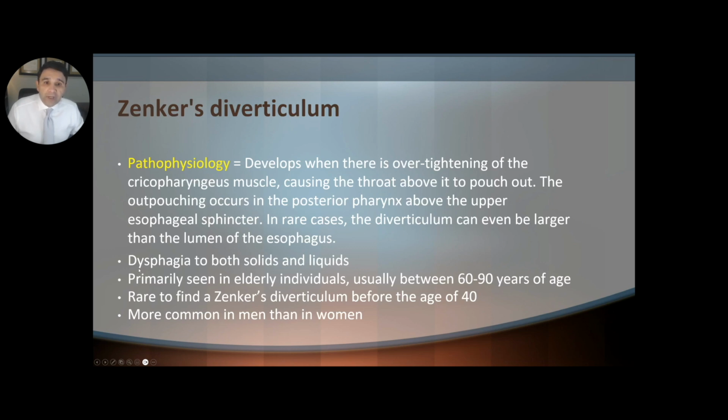The patient is going to have dysphagia to both solids and liquids. It is primarily seen in elderly individuals, usually between 60 to 90 years of age, and it's rare to find a Zenker's diverticulum before the age of 40. And it's more common in men than in women.